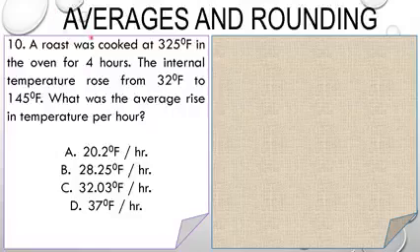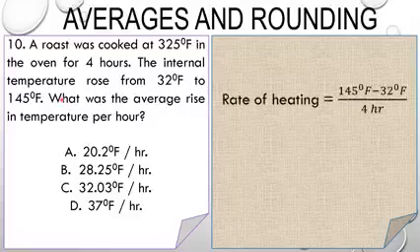Last, a roast was cooked at 325 degrees Fahrenheit in the oven for 4 hours. The internal temperature rose from 32 degrees Fahrenheit to 145 degrees Fahrenheit. What was the average rise in temperature per hour? So katulad kanina sa paghahanap ng average rate of cooling, hahanapin naman natin yung average rate of heating. Okay? Na kung saan yung final heat natin is 145 degrees Fahrenheit and our initial heat is 32 degrees Fahrenheit.